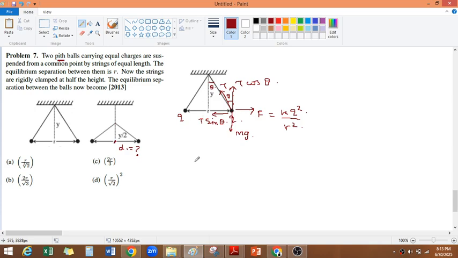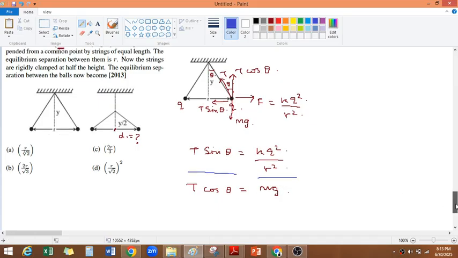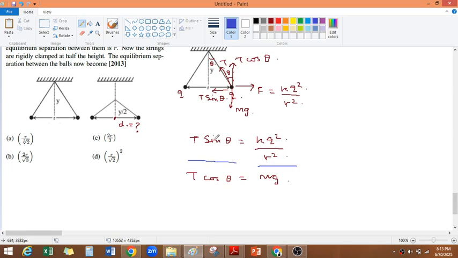இப்போ என்ன பண்ணலாம் அப்படின்னா T cos theta. So I can start with T sin theta. So T sin theta is equal to kq squared by r squared. T cos theta is equal to mg. So suppose if I do equation 1 by equation 2, T will cancel, so I'll get tan theta. So I don't know how we can proceed after this. Maybe I have to do the same thing on this also.